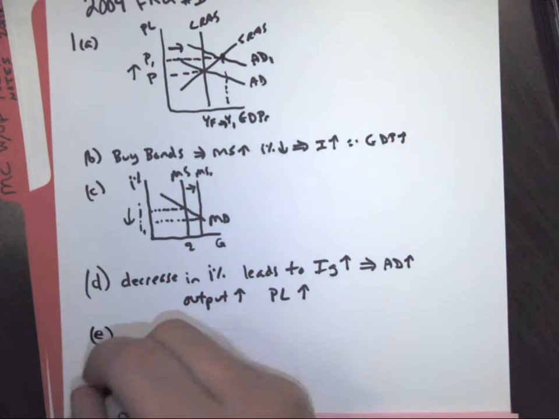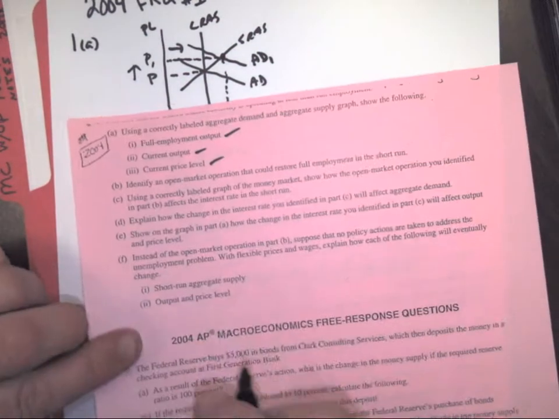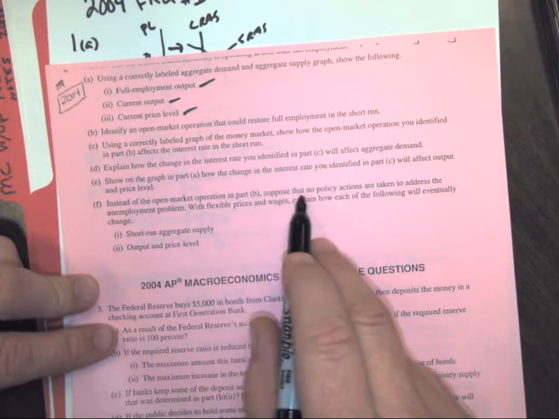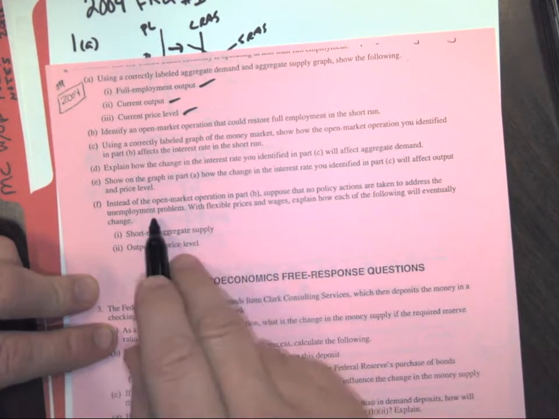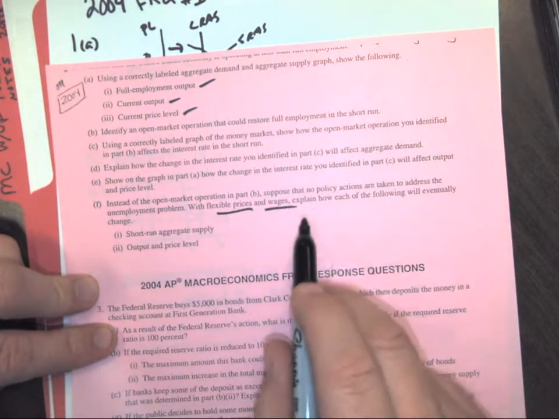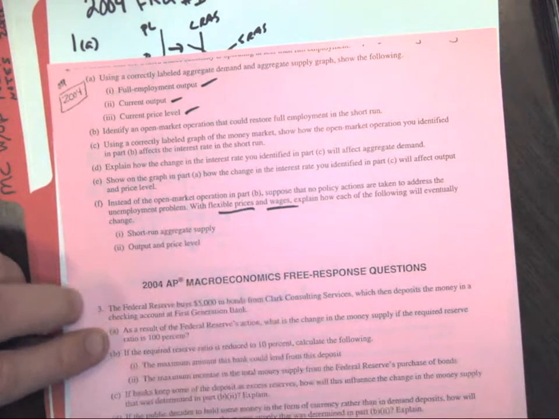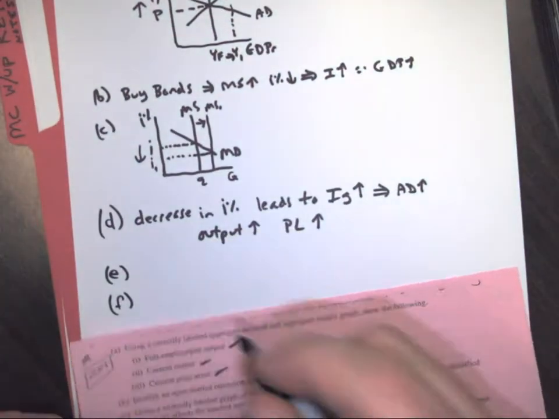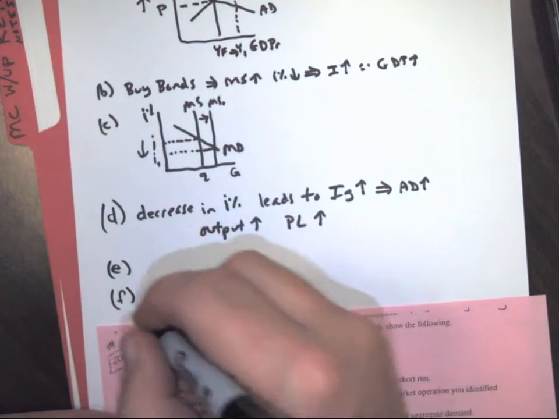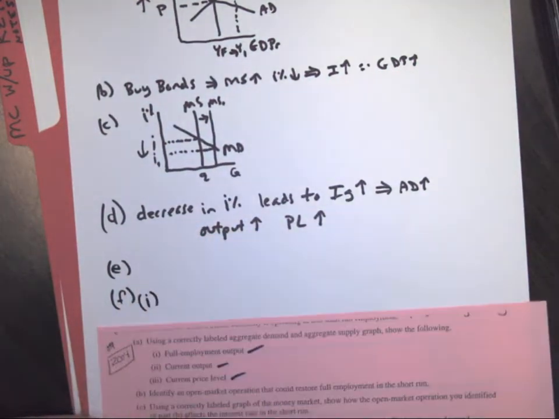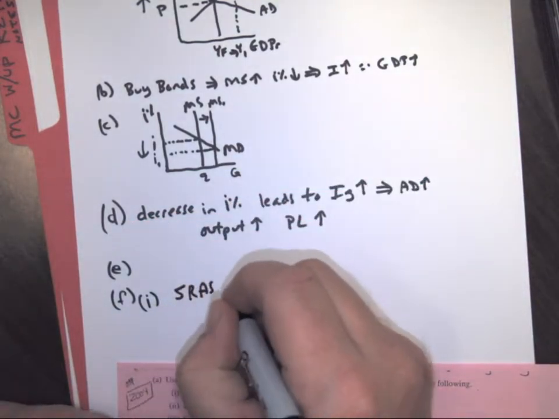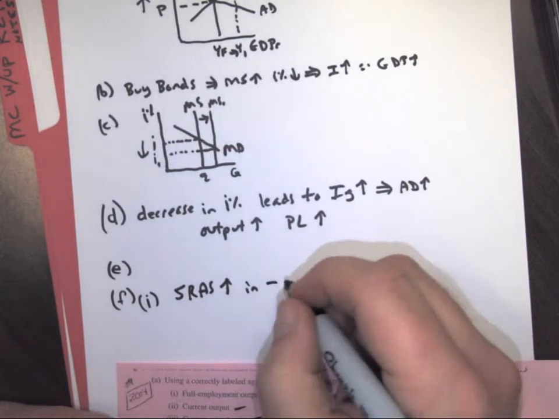So now we move on to part F. And part F has two parts. Okay. So instead of an open market operation in part B, suppose that no policy actions are taken to address the unemployment problem with flexible prices and wages. That is important. Explain how each of the following will eventually change. So they're asking about what's going to happen to short-run aggregate supply, output, and price level. So my first part is what happens to short-run aggregate supply. Well, short-run aggregate supply is going to increase in the economy.